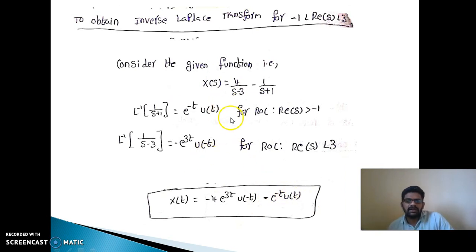Like that you can calculate. See, for these three cases the Laplace transform is the same, but the time domain functions change based on the ROC. That is the beauty of ROC.